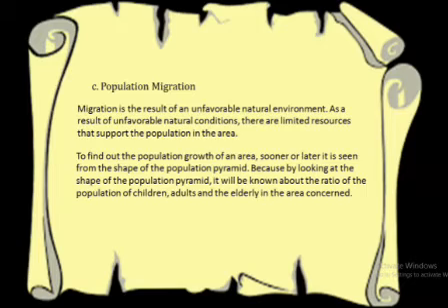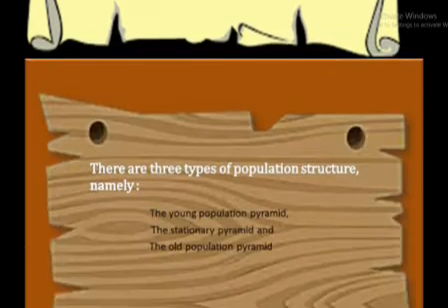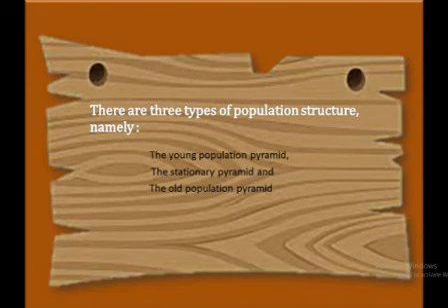To find out the population growth of an area, sooner or later it is seen from the shape of the population pyramid, because by looking at the shape of the population pyramid, it will be known about the ratio of the population of children, adults, and the elderly in the area concerned. There are three types of population structure, namely: 1. The young population pyramid, 2. The stationary pyramid, and 3. The old population pyramid.